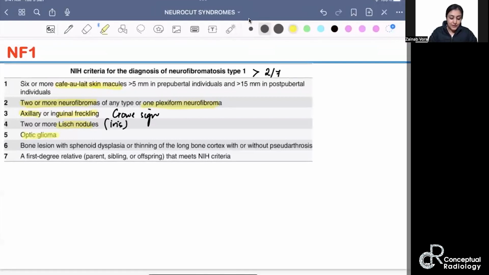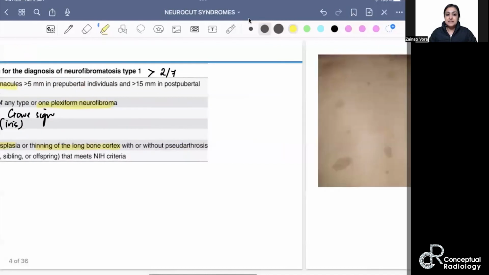An optic glioma. Do remember, you may also have non-optic pathway gliomas here as well, but optic glioma is a major criterion. Bony lesions, which include either sphenoid dysplasia, or thinning of a long bone cortex with or without pseudoarthrosis, and family history. So let's look at the various lesions.